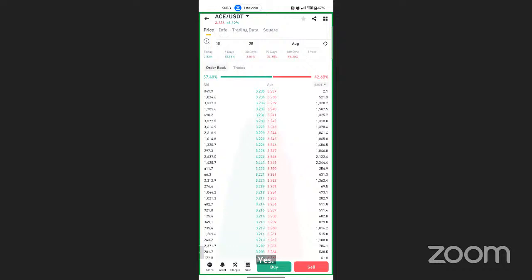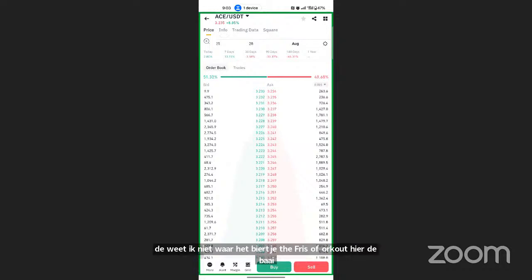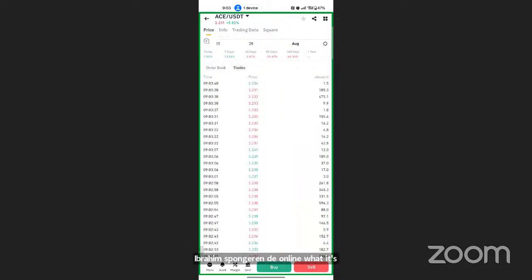I don't know if you see that. Do you see it here? The price of orders here, the buyers are a little bit stronger than the orders. And when you go to trades here, you can see how amounts are flowing in, which you cannot see now on a PC. I was trying to look for it on the other side. You cannot see it on a PC.